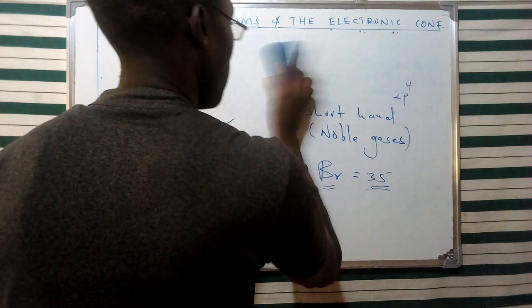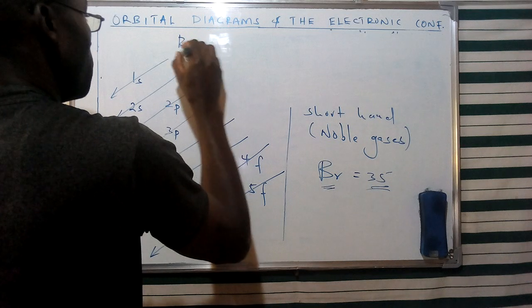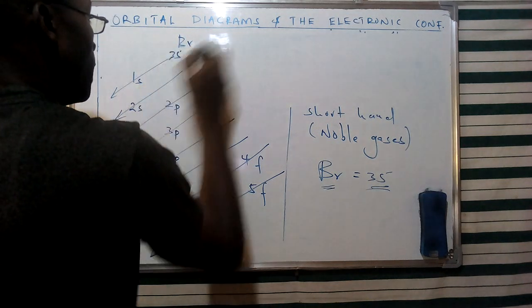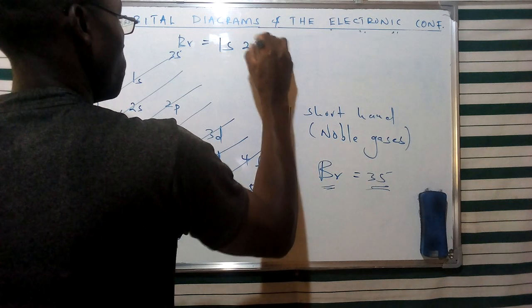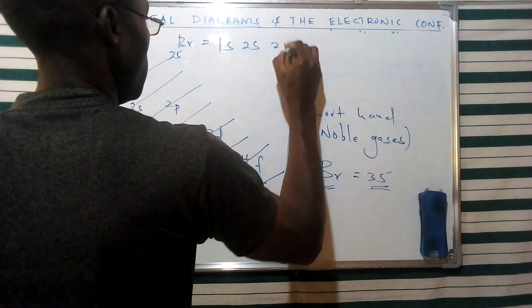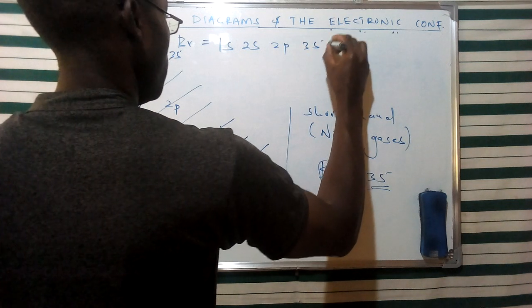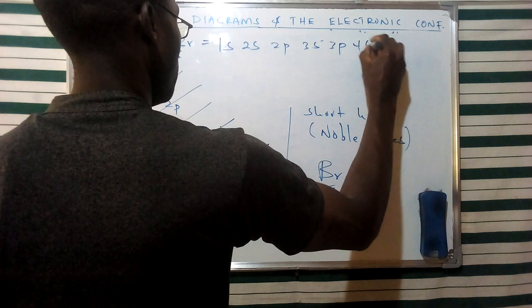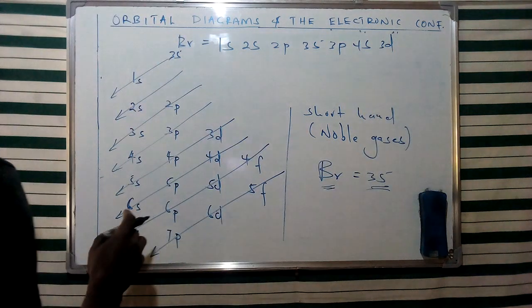So we're going to have this arrangement for bromine being given in full. So we're going to have bromine 35 being given. So we're going to have the 1s orbital, 2s, 2p, and then we shall have the 3s followed by the 3p, followed by the 4s, followed by the 3d, and then we shall have 4p.